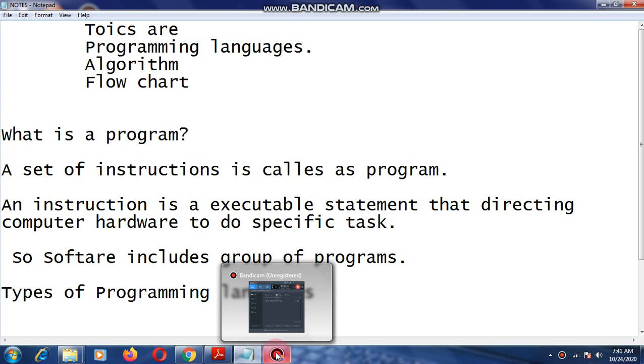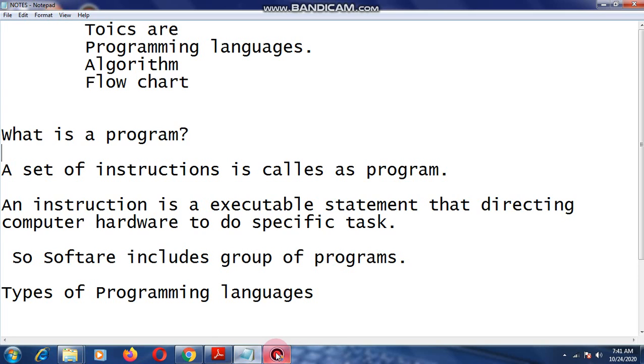Why am I going to explain all these topics? Before learning any programming language, you should be aware of how to develop a program and how to understand the logic of a program. So before going to the topics, first of all you need to understand what a program is, and what the different types of programming language available are.